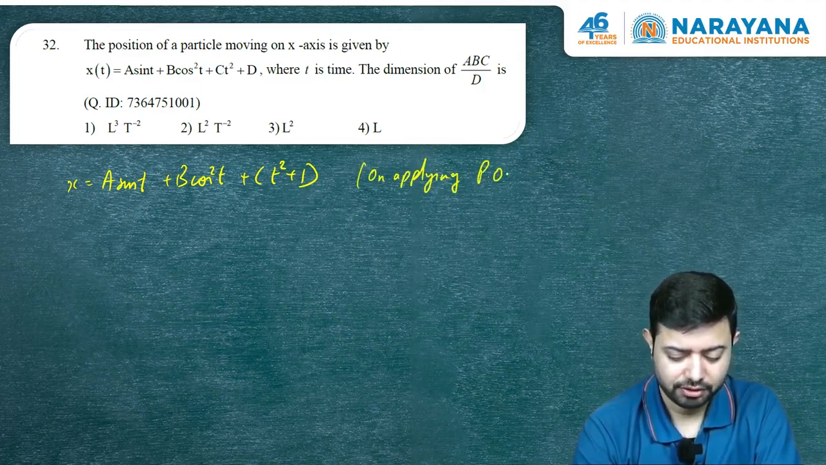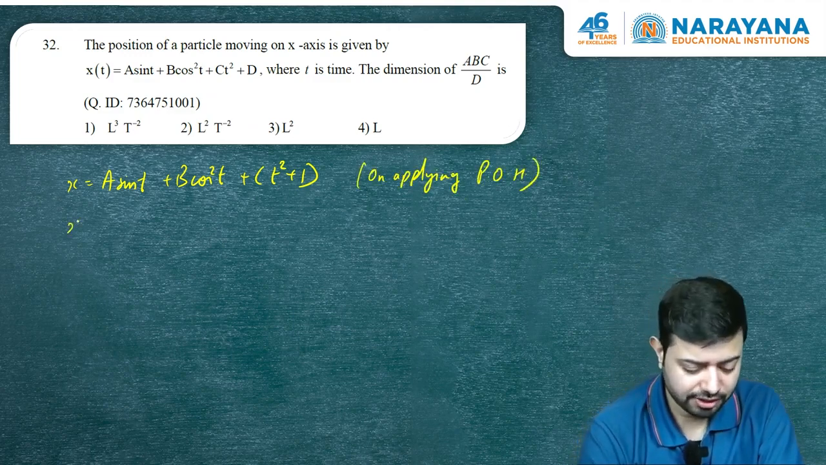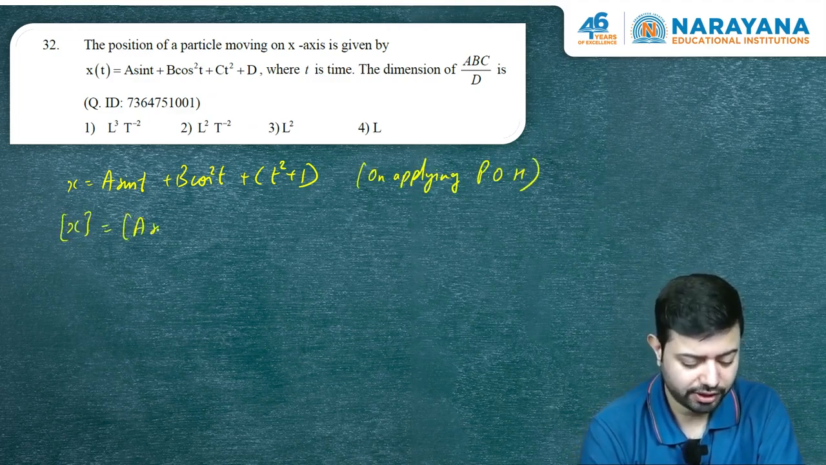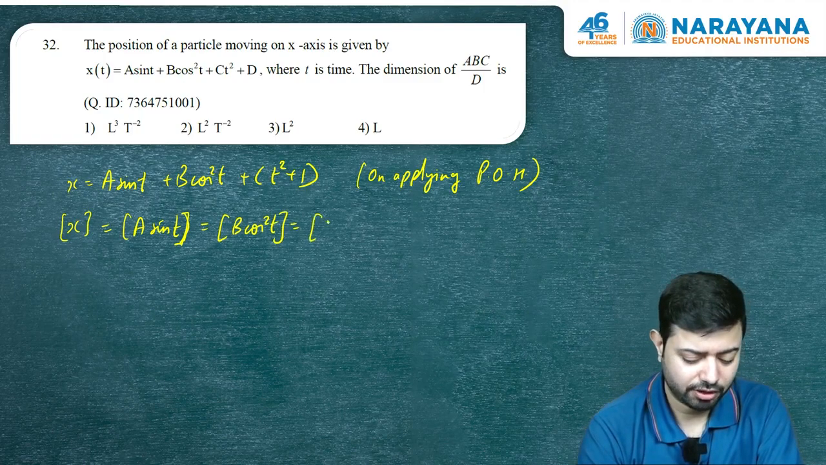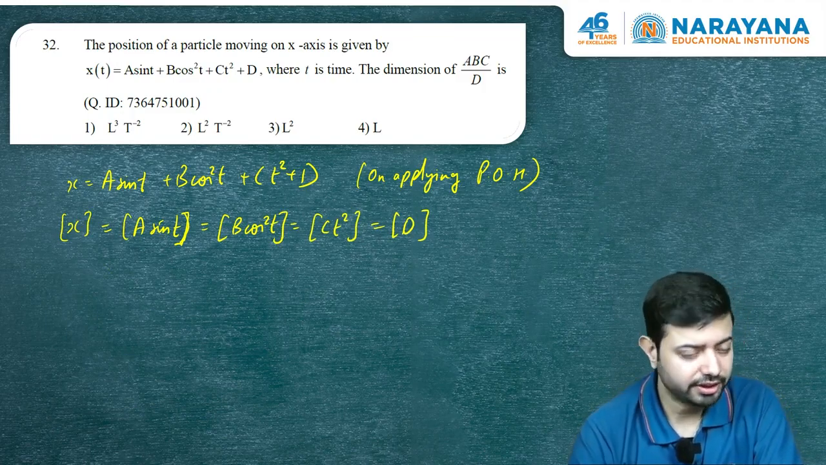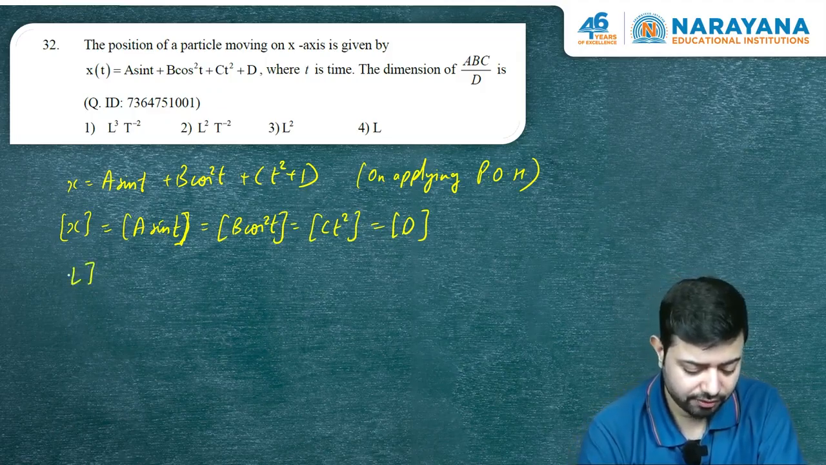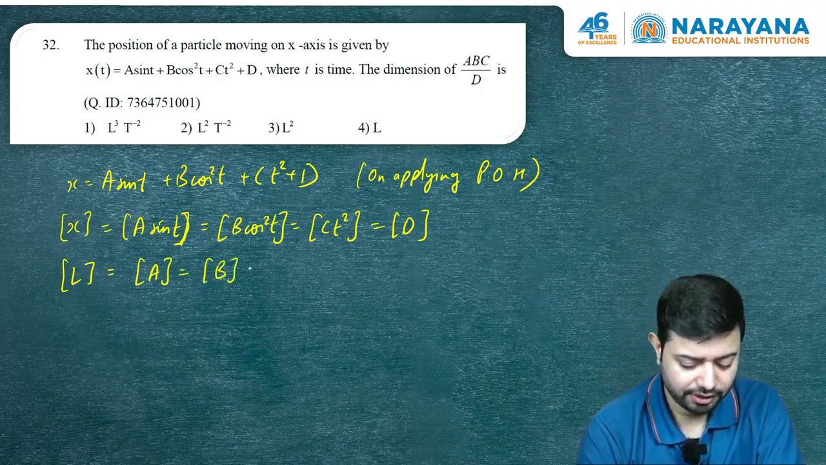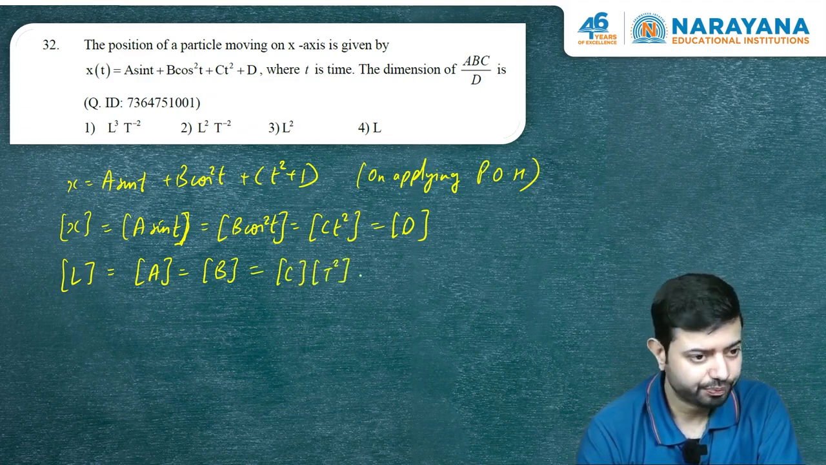On applying principle of homogeneity, you can say that the dimension formula of x should be the dimension formula of a sin t, should be the dimension formula of b cos square t, should be the dimension formula of c t square, should be the dimension formula of d also. And well, what is the sin t dimension formula? Nothing. Cos square t, nothing, right. So, you can say here this is L, which is the dimension formula of a, which is also the dimension formula of b, and then you have dimension formula of c, and t square will be t to the power 2, which is now equal to finally dimension formula of d.